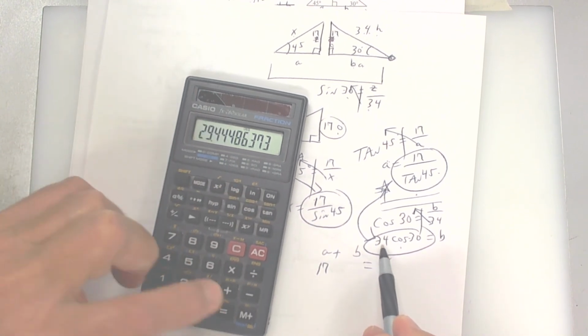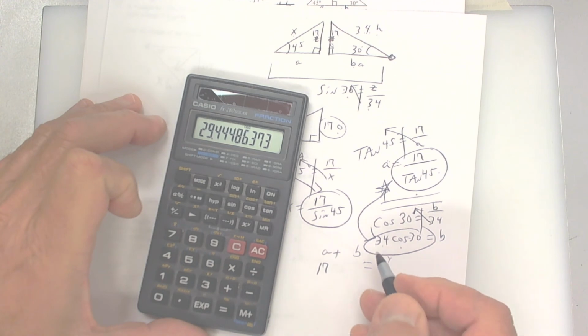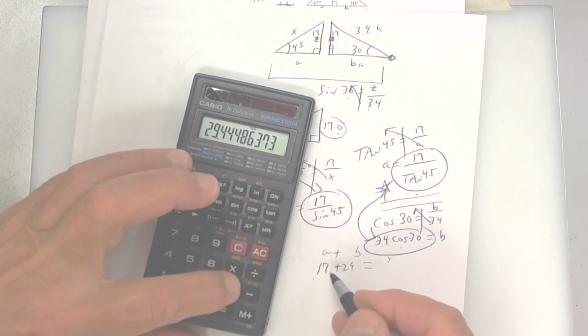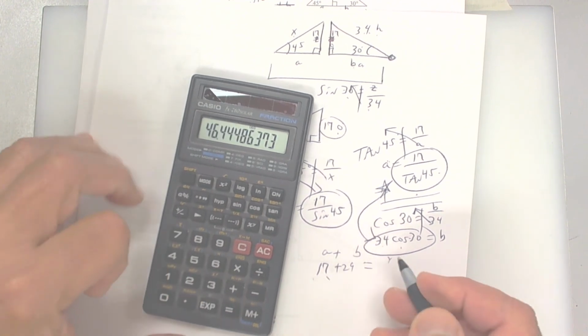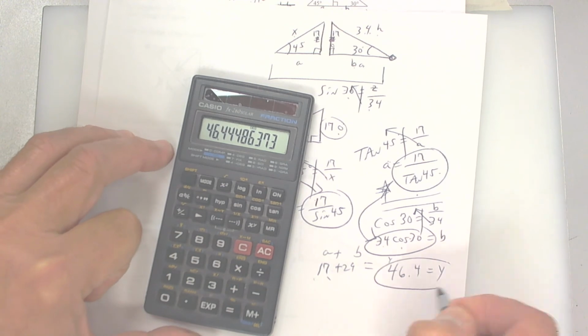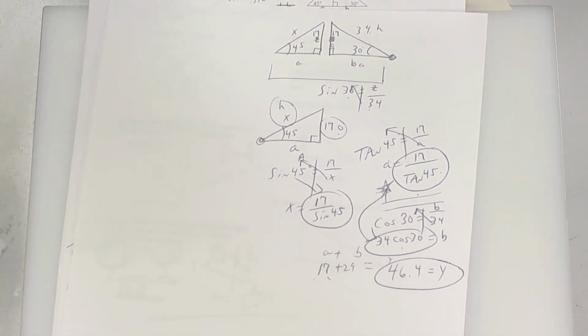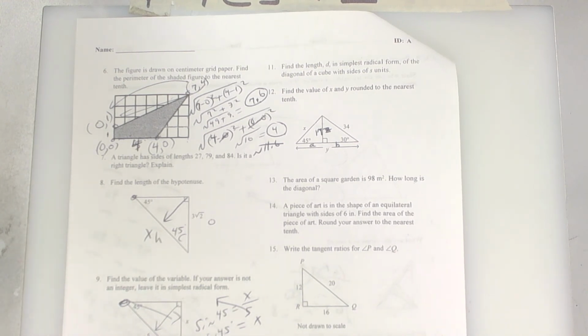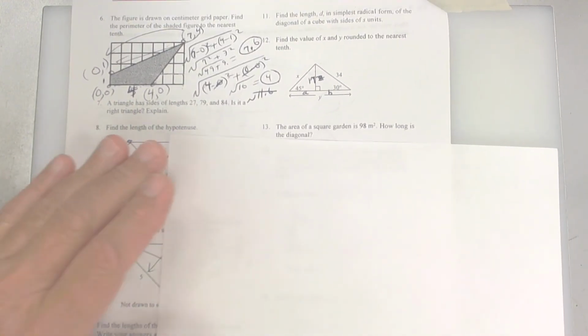This one really requires a lot of work. So that's going to be 29 and some change. So you're going to add that up. So plus 17, and I'm going to get 46.4 is equal to y. All right, that was a doozy. You might want to save that one for last. All right, let's keep moving. This one right here is a work backwards.